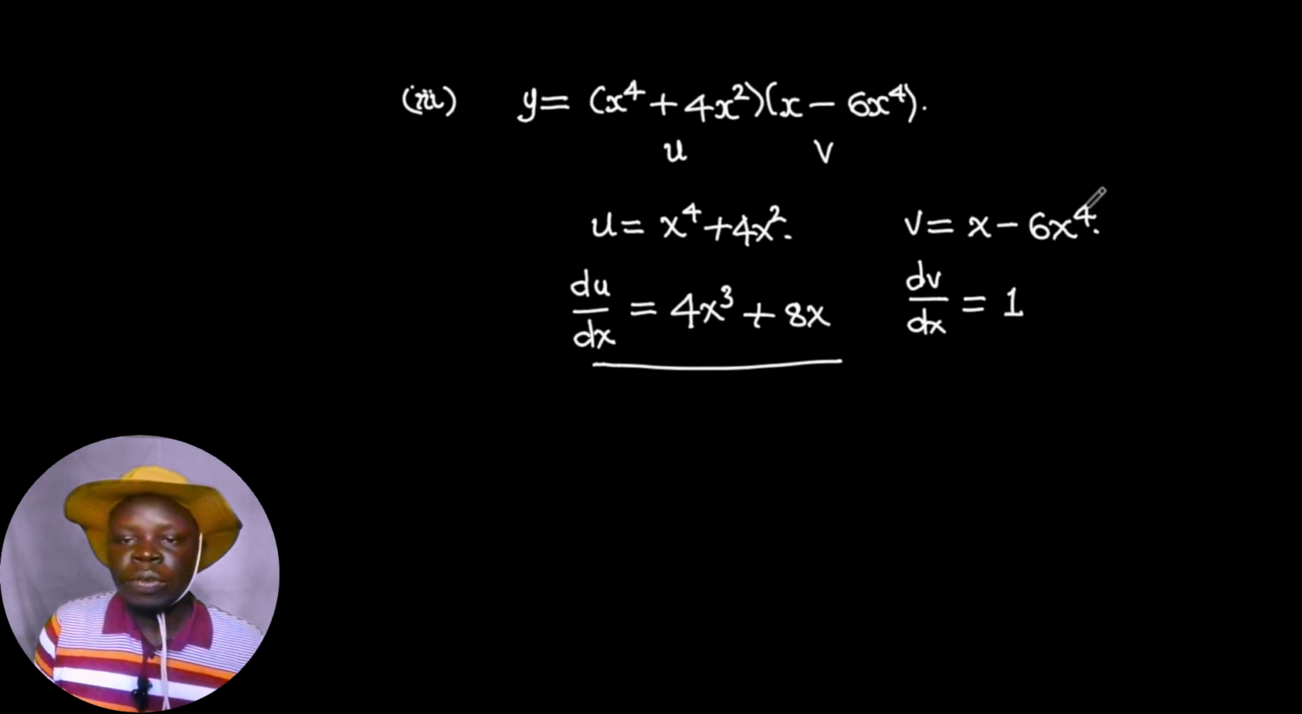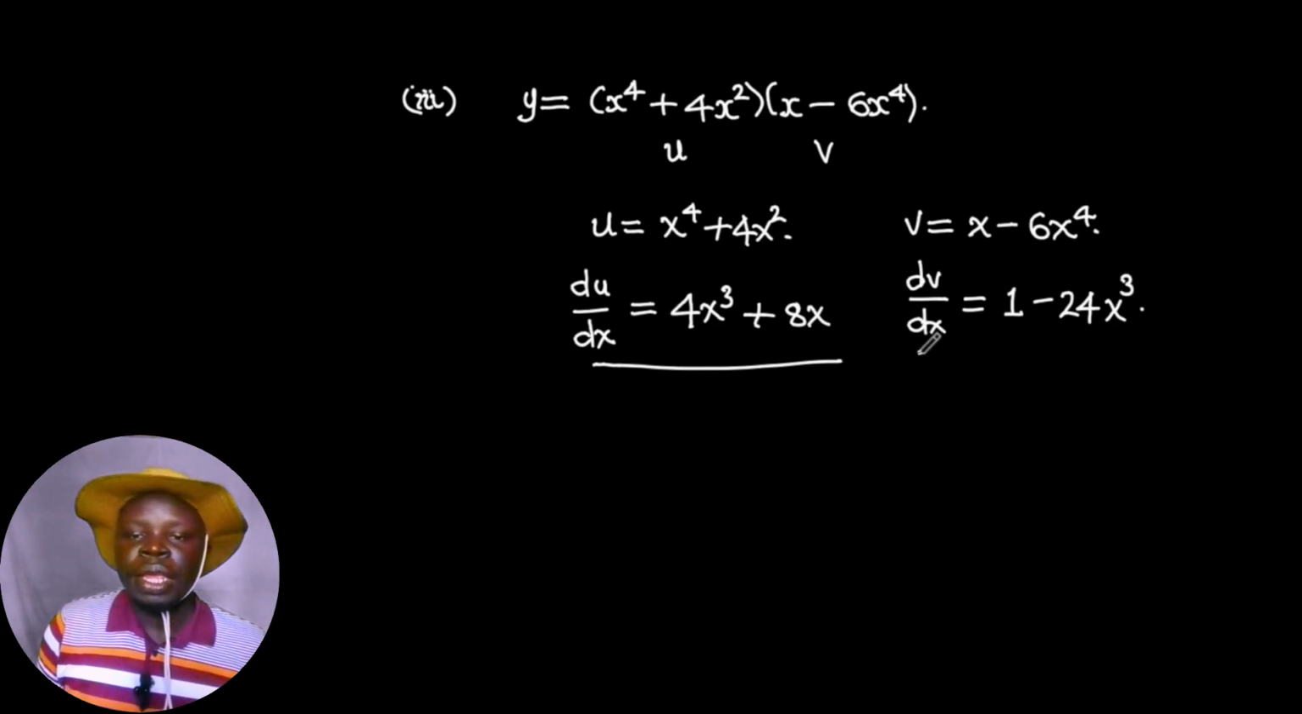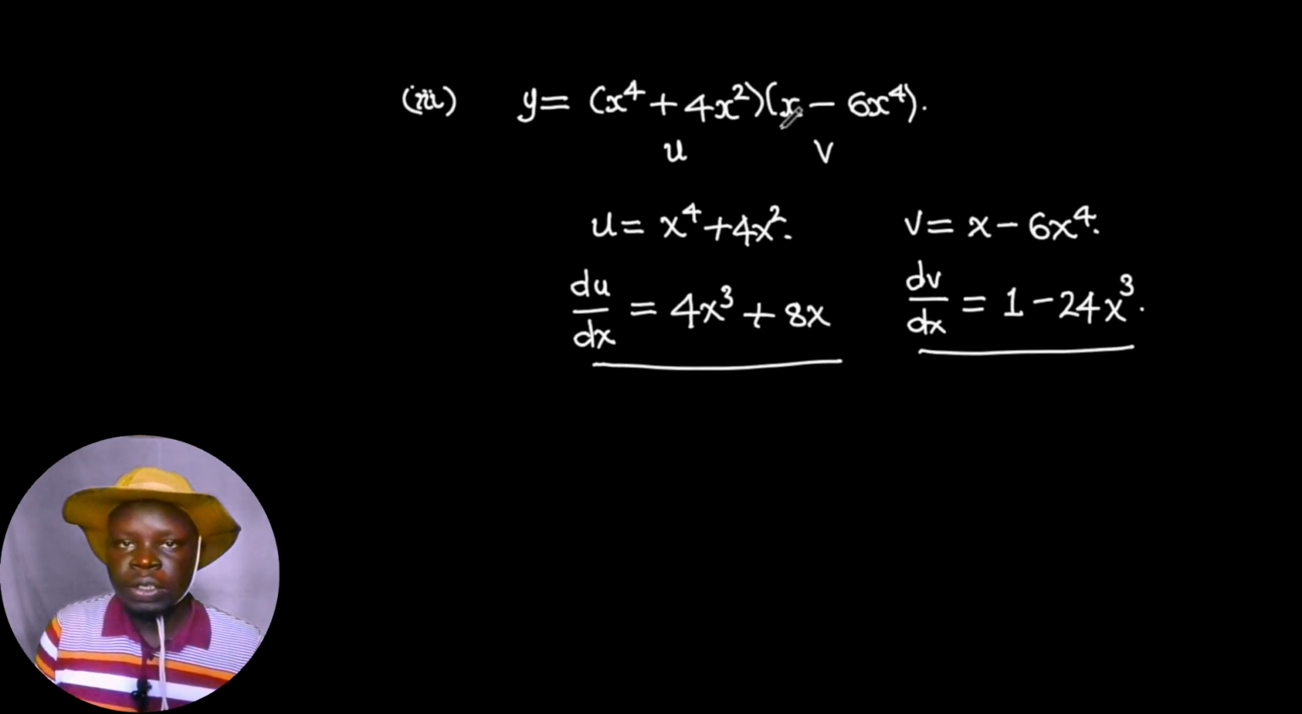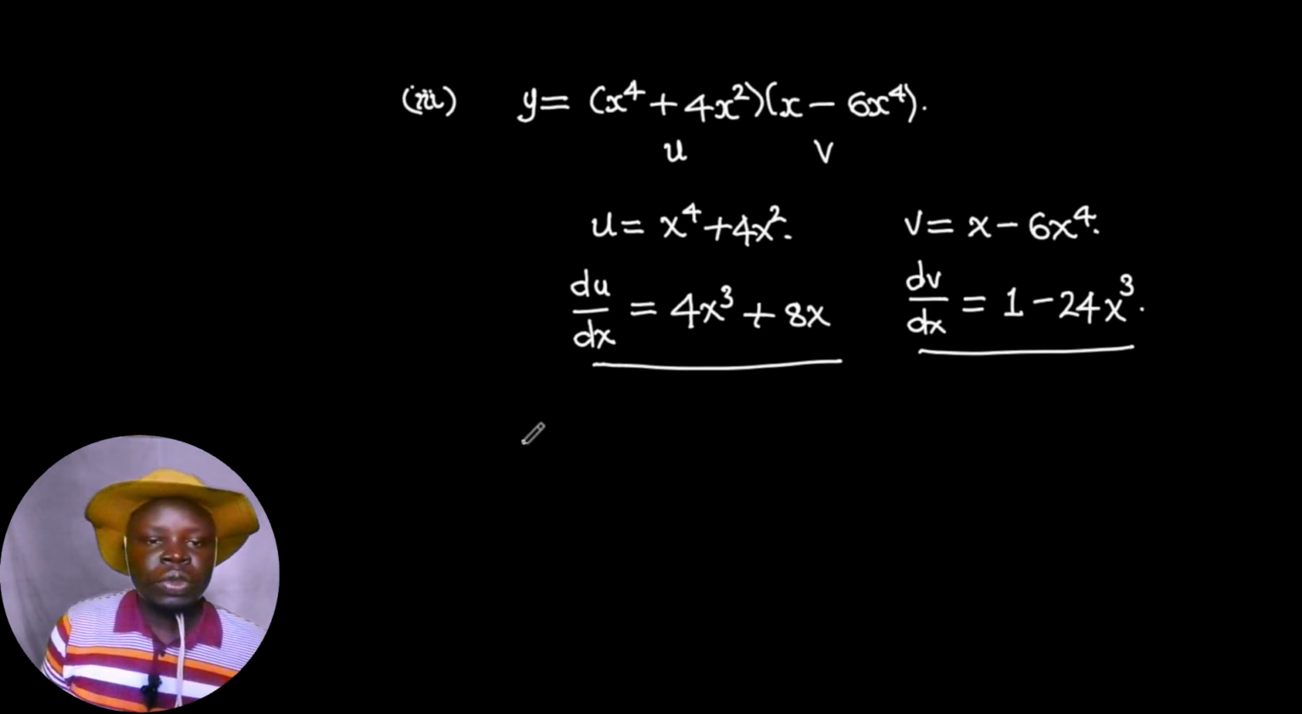Here we drop this 4 down to multiply 6, and we get negative 24. Then here we have x, and the power has to drop by 1 to 3. Now from here, that's the second derivative, and lastly we need to combine all this together to get our derivative in terms of y with respect to x, since our functions are in terms of x. So let's do it down here, and we have dy by dx.